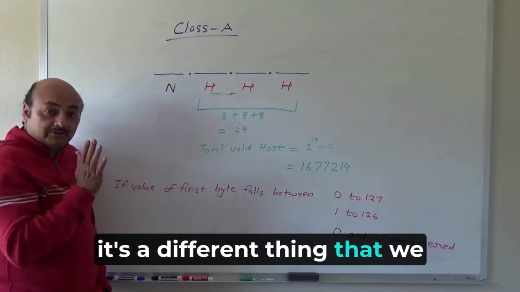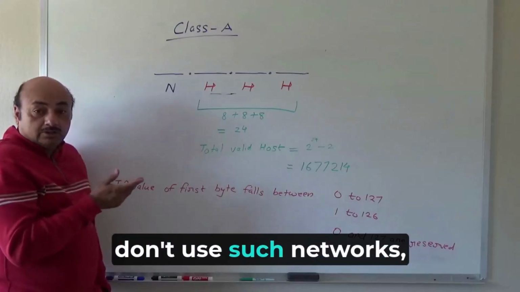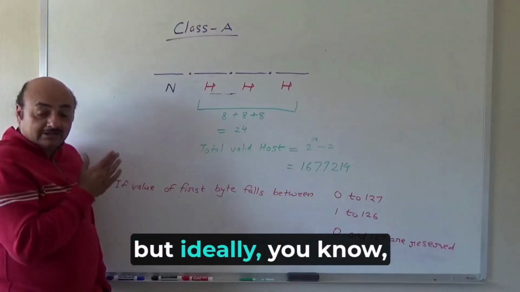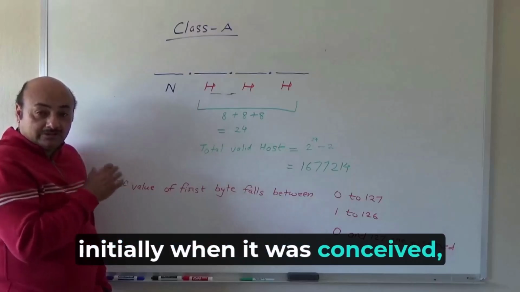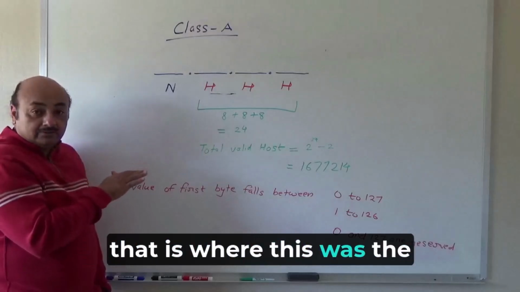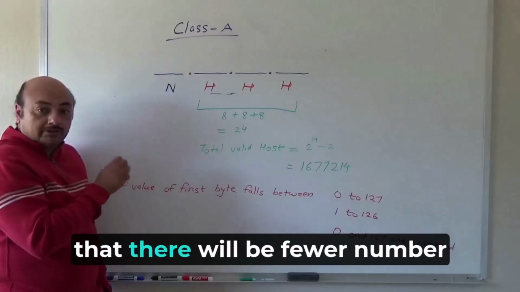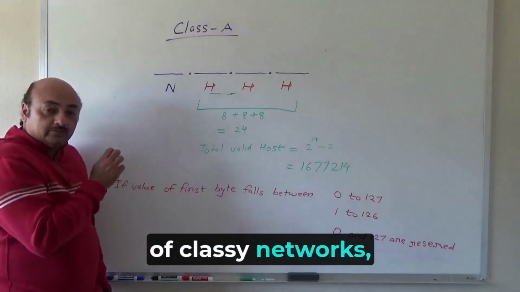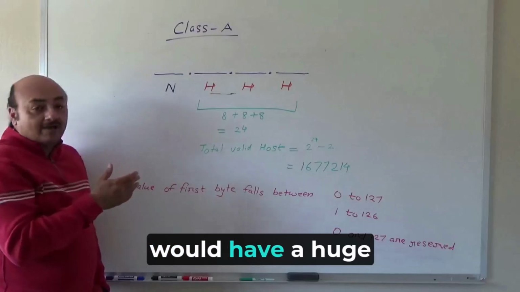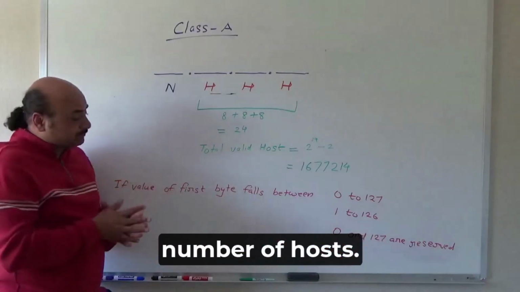Now it's a different thing that we don't use such networks, but ideally, initially when it was conceived, that is where this was the number that was thought about, that there will be a fewer number of class A networks, but each of the class A networks would have a huge number of hosts.